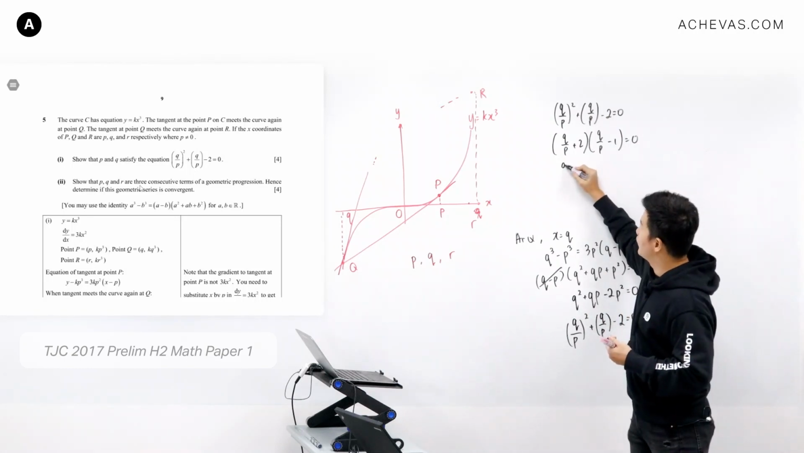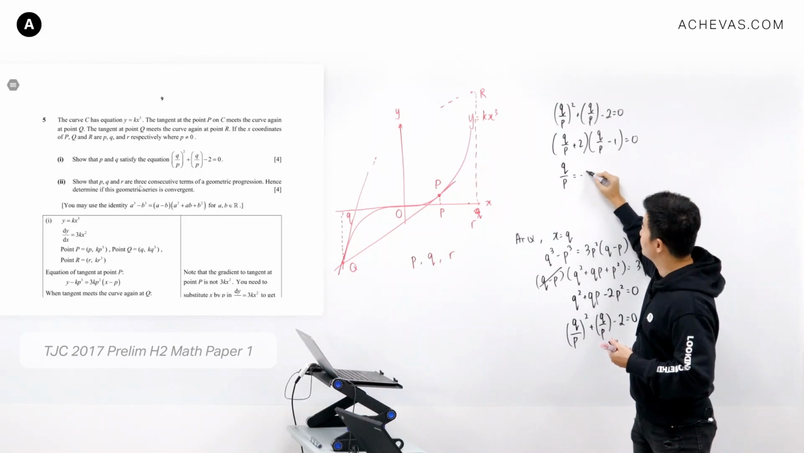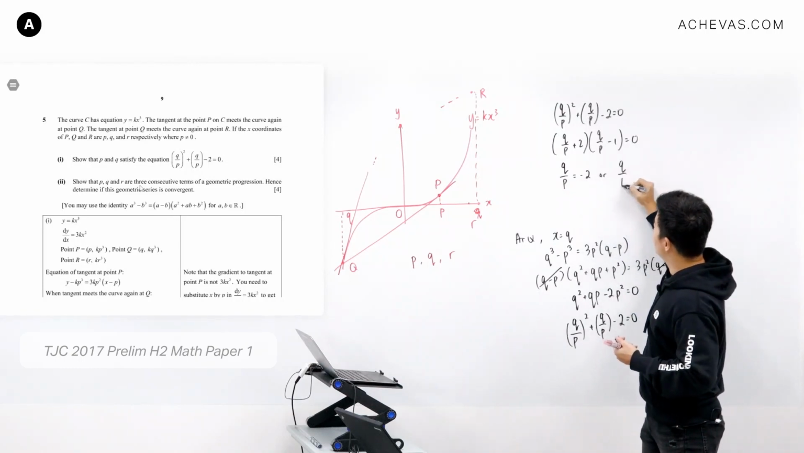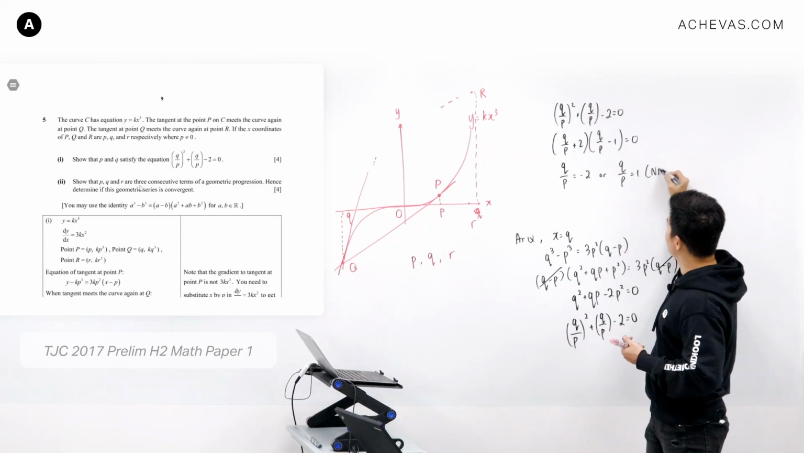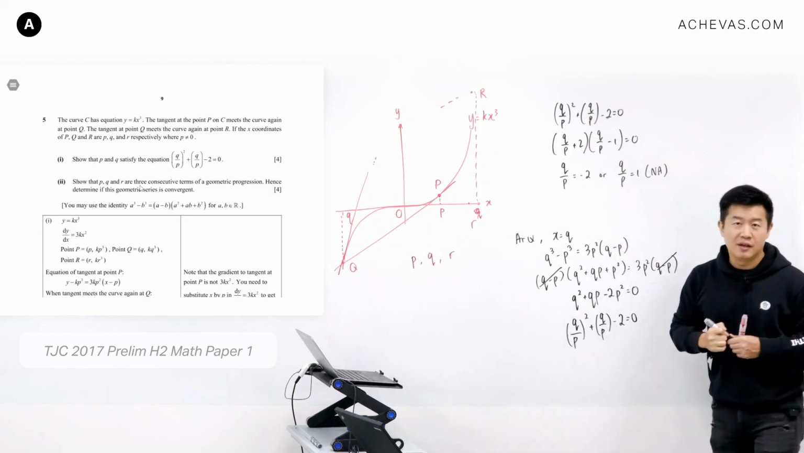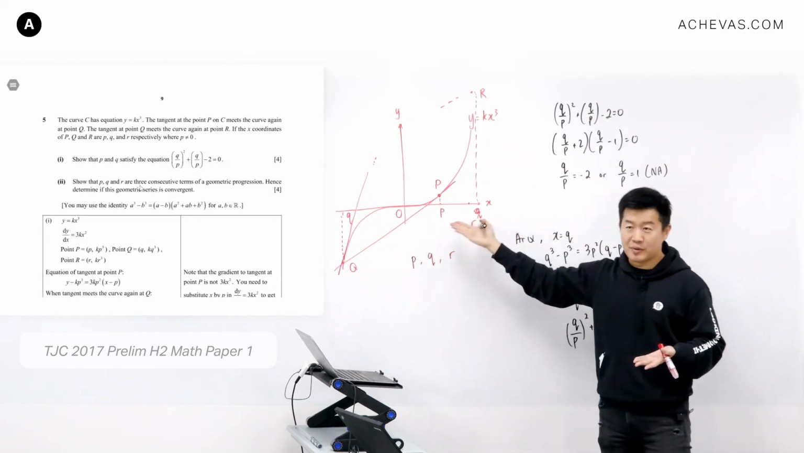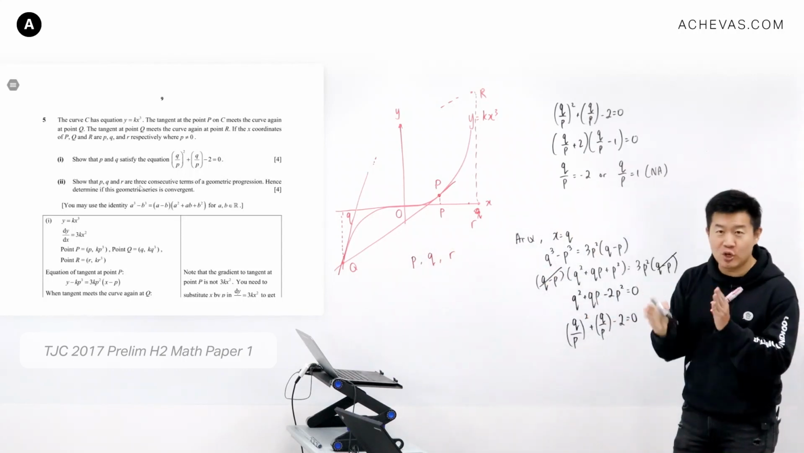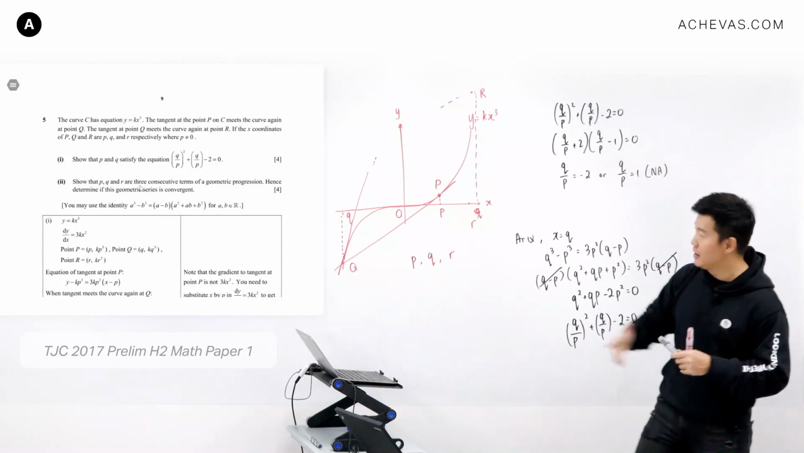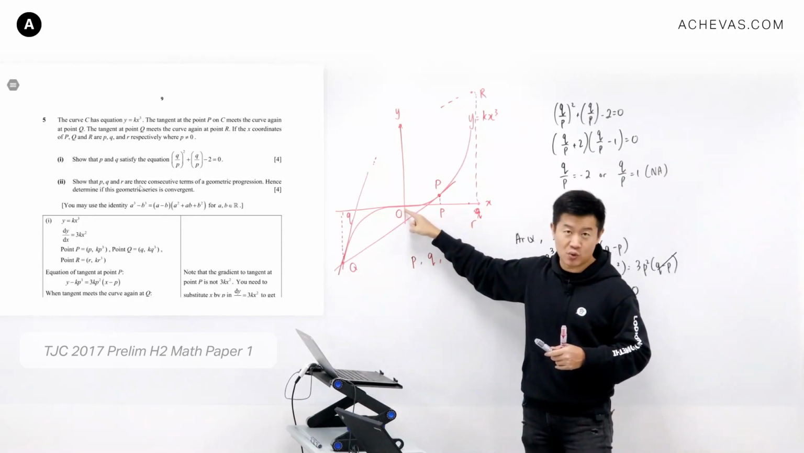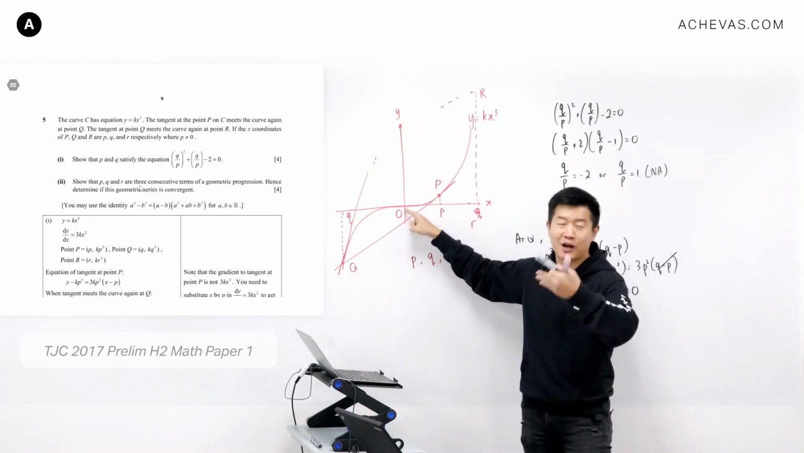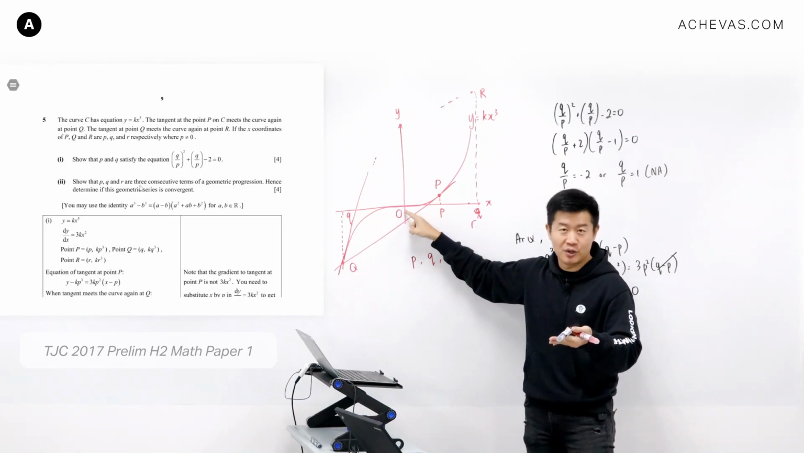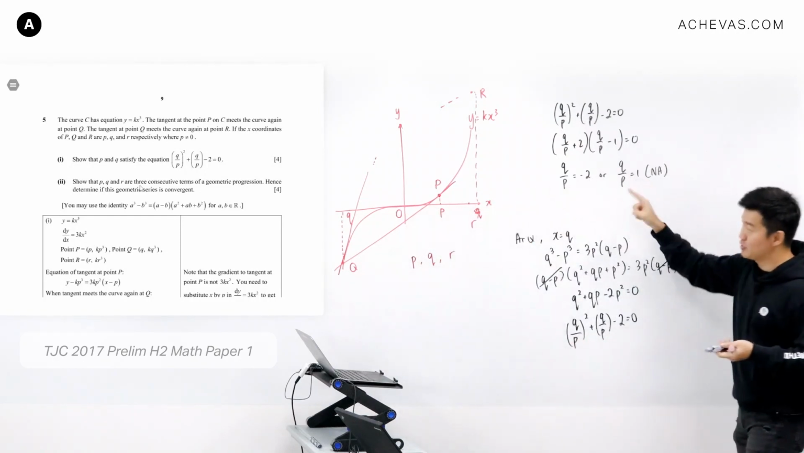So now I know from here that Q over P is equal to minus 2, or Q over P is equal to 1, which is not possible because Q over P cannot be equal to 1, because P and Q cannot be the same point. The only place on my graph where Q and P can be the same point is when P is at 0. Then P is equal to Q is equal to R, they are all going to be equal to 0. So this is not physically possible according to my graph.